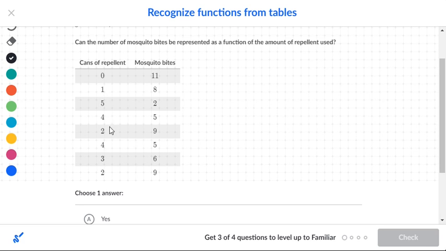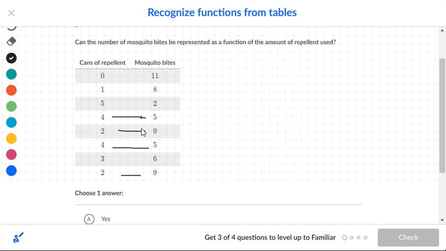So you see right here you have the 4 with the 5. As long as I have the 4 with the 5, that's okay. So it's a repeat there, but it's the same thing. So 4 and 5, 4 and 5. 2 and 9, 2 and 9. It's the same point repeating. The 3 and 6 is different. The 5 and 2 is different. The 1 and 8 and 0 and 11.